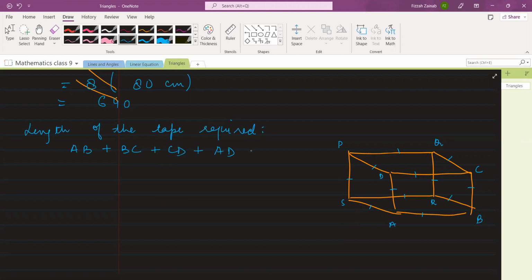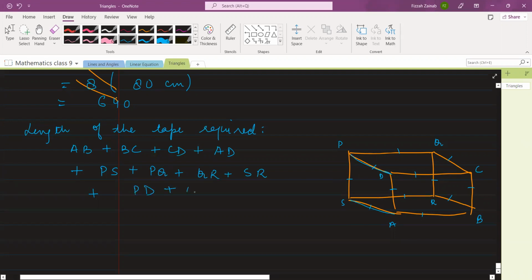Yes, ma'am. Okay. Then plus, now the back face, let us write. PS plus PQ plus QR plus SR. Okay. Then this AD and PS are already included, only this is left. So this is left and this is left. So PD plus AS, right? And similarly here, QC is remaining and RB is remaining. So QC plus RB. I hope it's understood now.